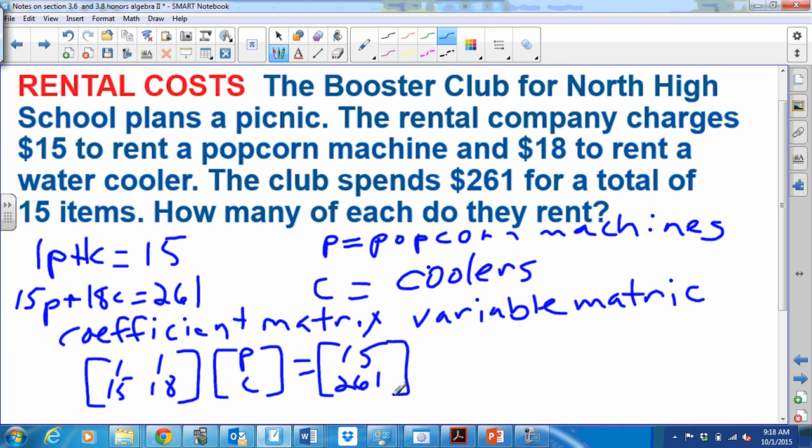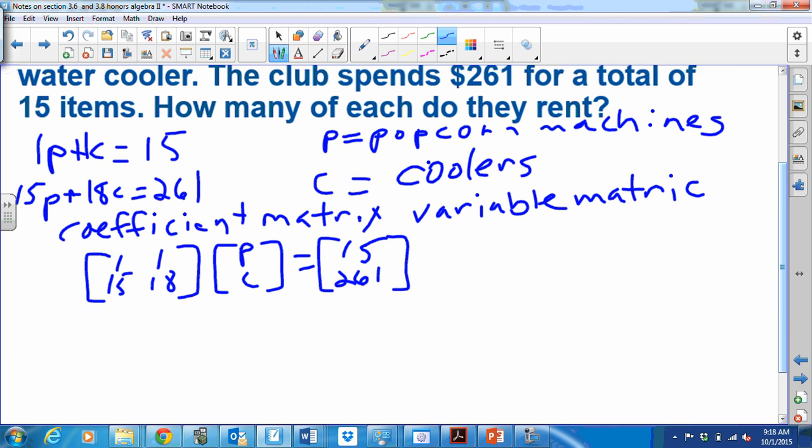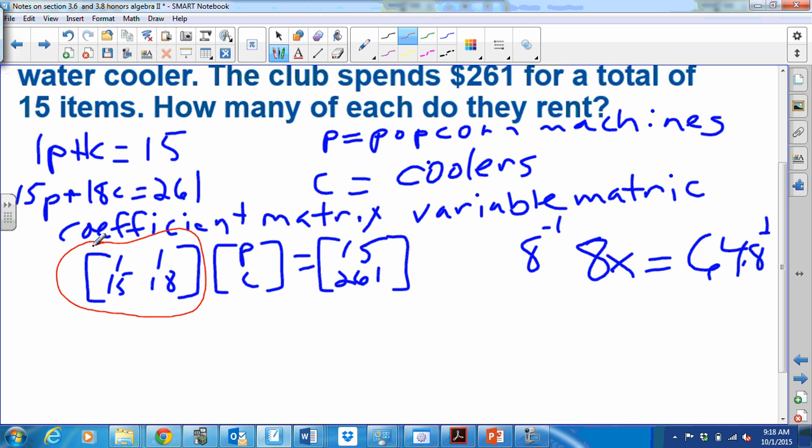So in a way, this is just like any other equation that we've done. Let's say we were just doing 8x equals 64. Well, we're essentially multiplying by the inverse of 8 on each side. And this is just a side example. But over here, we need to say, okay, what is the inverse of this matrix so that we can cancel it out and only have our variables? So we want to figure out the inverse of 1, 1, 15, 18. And we want to multiply by that inverse on both sides.